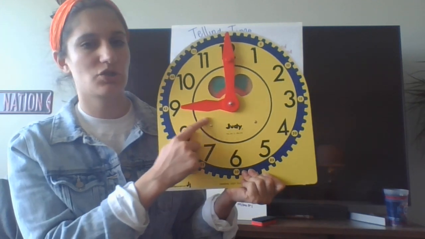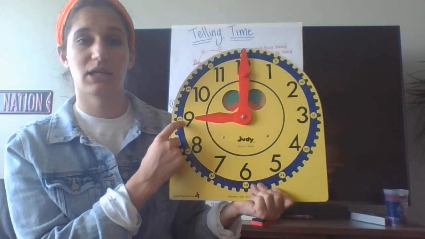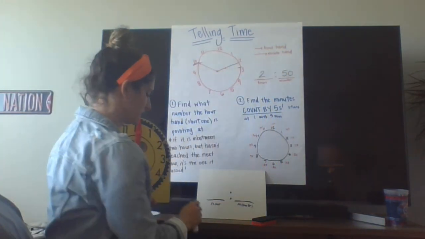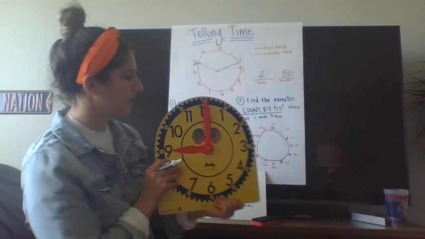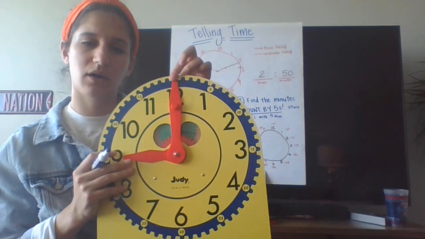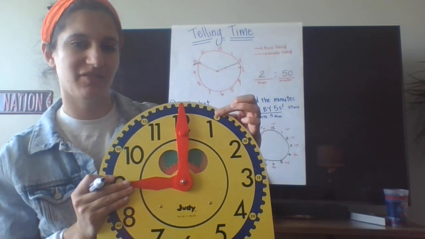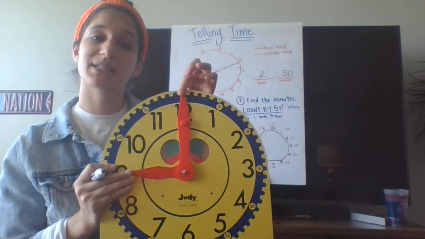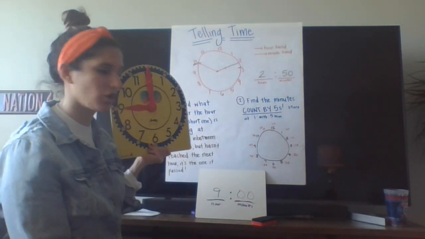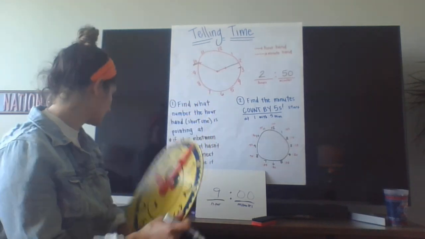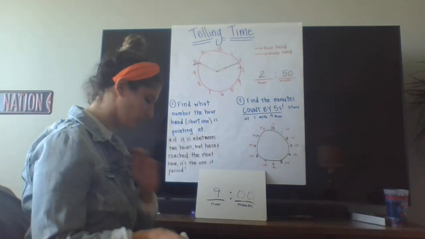So my hour hand is the short one and it's pointing right at the 9. So I know my hour is 9. My minutes are pointing up at the 12. Well, I don't start counting 5 minutes until I hit 1. Remember, when it's up at the 12, that means it's 9 o'clock. And we put 2 zeros to show 9 o'clock. All right, let's do another one. Let's do 2 more.